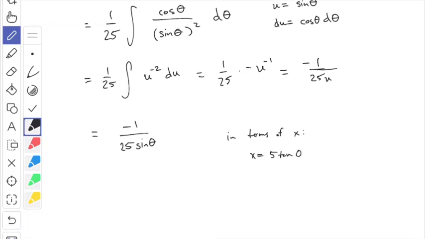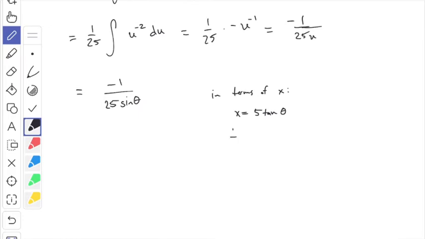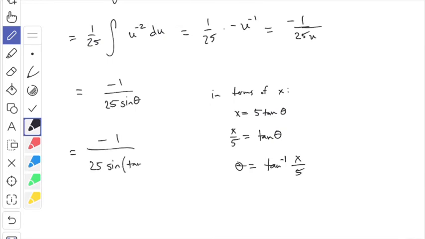And we did this on a couple of examples last time. How do we solve that for theta in terms of x? That's what I want to do. I would divide by 5 first. So this is x over 5 equals tan theta. And then use the inverse tangent. Theta is inverse tan of x over 5. So this is minus 1 over 25 sine of inverse tan of x over 5.